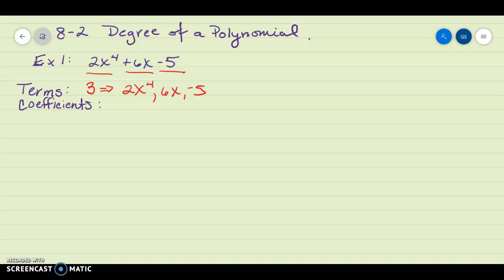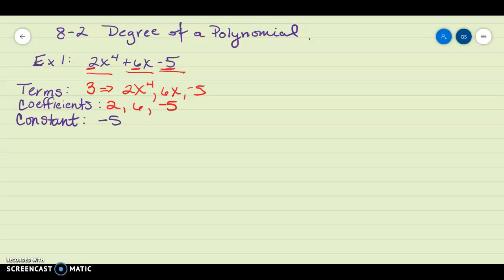Then we have the coefficients. Your coefficients are going to be the 2, the 6, and a negative 5. Don't forget that minus becomes a negative. And then we did the constants. Now the constant term is the term without the variable. And now what we're going to add to this is the degree measure.